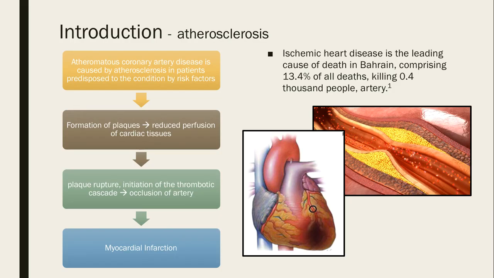Ischemic heart disease is the leading cause of death in Bahrain, comprising 13.4% of all deaths. Of course, it's very important to understand the pathology of atherosclerosis, which is seen in patients predisposed to the condition by risk factors such as diabetes, male gender, and family history as well. So this leads to the formation of plaques, just like the one seen here in the picture, and these lead to reduced perfusion of cardiac tissues, and in turn these plaques could rupture, leading to occlusion of the artery, which causes myocardial infarction or cardiac tissue death.